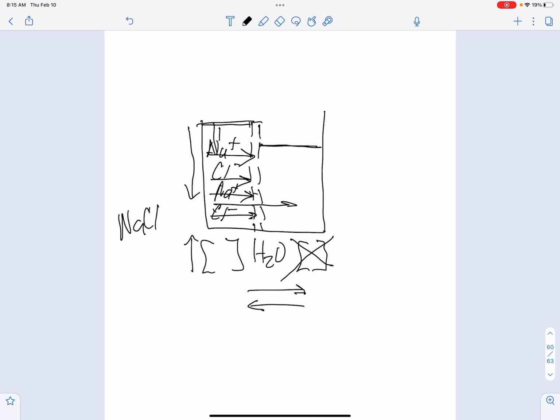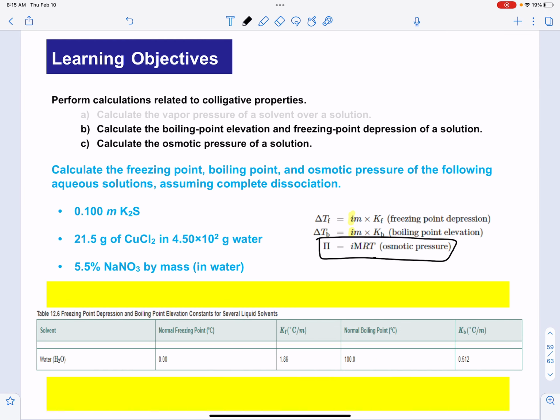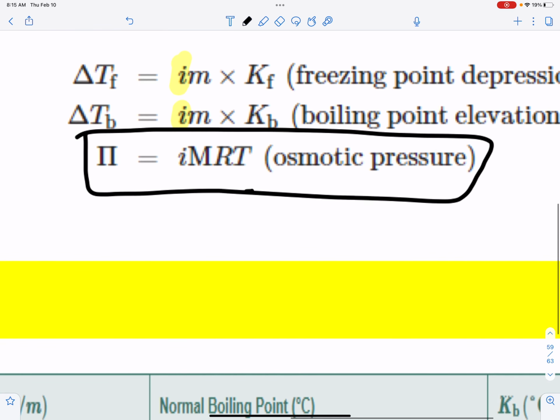Do you have more particles now? Yes, it makes total sense. So that's why this formula is expressed like that. Osmotic pressure is a colligative property because it changes when you add solute to it. These are physical properties, they should not change, but the moment you add a solute to it, they change.